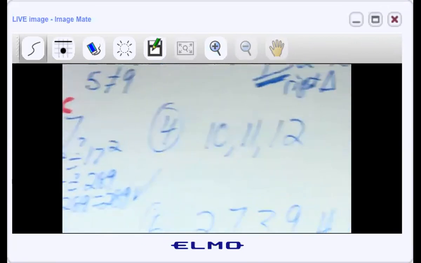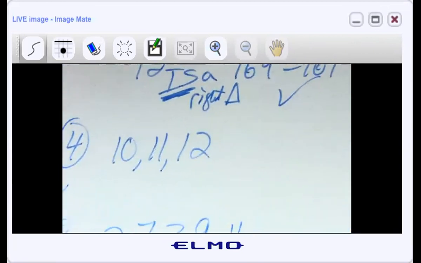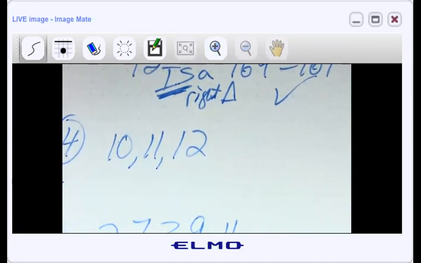All right, number 4. Same idea. What's your answer this time for 10, 11, 12? Does that form a right triangle? Haley, would you say? Say me? What'd you say? What, number 4? Yep, I want yes or no if it's a right triangle. No. I agree. This is a no.